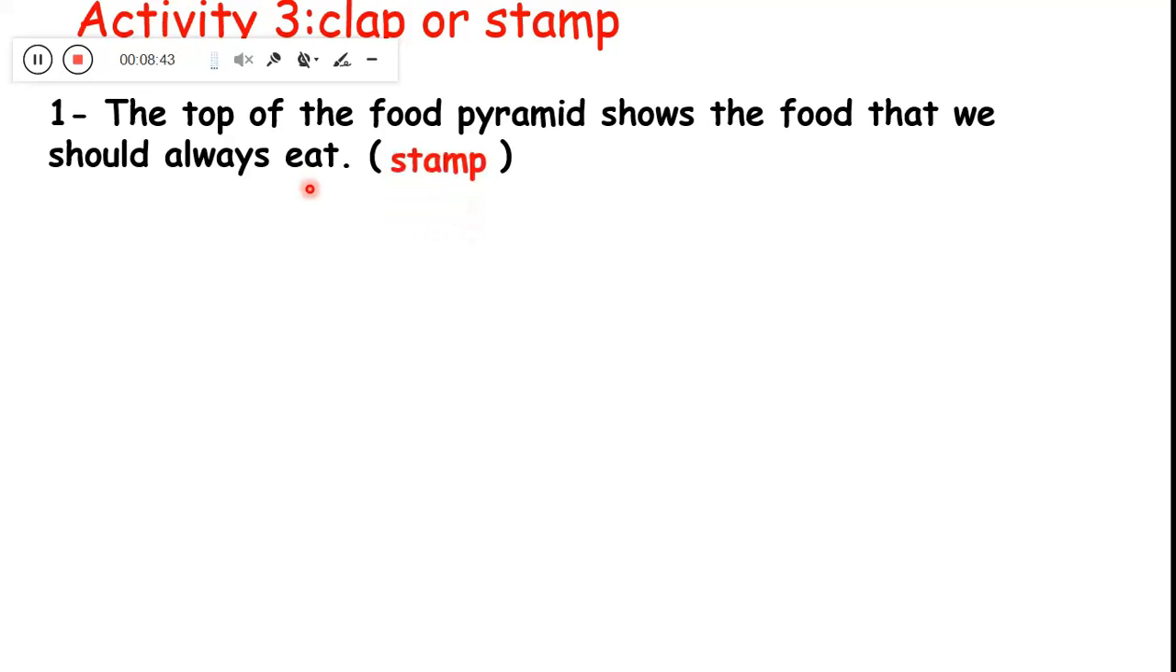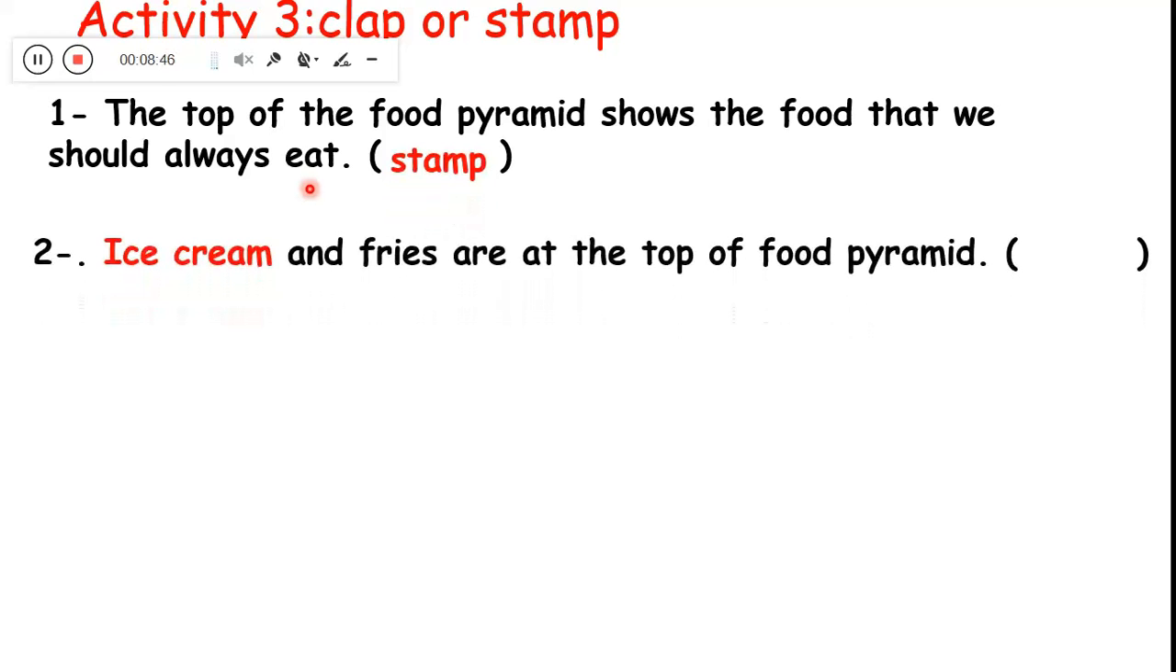Now let's see the next one: ice cream and the fries are at the top of the food pyramid. Ice cream and the fries are at the top of the food pyramid. What do you think? What are you going to do? Are you going to clap or stamp? You should clap. That's right. Now we have another sentence.